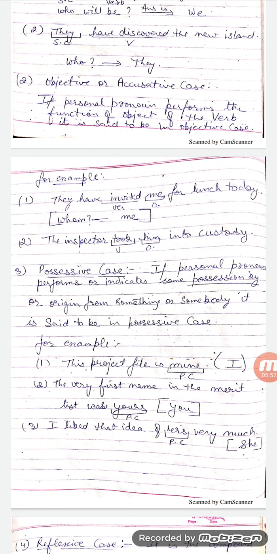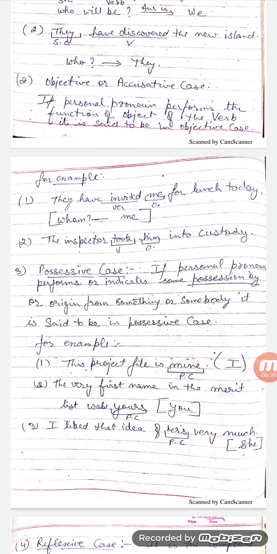Objective or accusative case. If the personal pronoun performs the function of the object of the verb, it is said to be in the objective case. For example, they have invited me for lunch today. In this sentence, invited is the verb and me is the objective case. Example number 2. The inspector took him into custody. In this sentence, took is the main verb and him is the objective case of the pronoun.